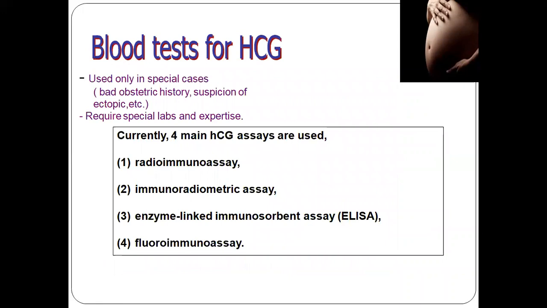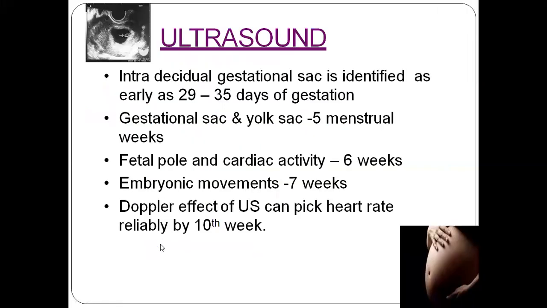And other blood tests for HCG are available. Even the blood test, usually it is done in bad obstetrical history, or if you are doubting ectopic pregnancy. In all those cases, blood test can be done, but in the majority of cases, we are confirming the pregnancy through the urine test. Other human chorionic gonadotropin assays are used: radioimmunoassay, immunoradiometric assay, enzyme linked, that is ELISA test, and fluoroimmunoassay. These all are done. Then through ultrasound also it can be detected.